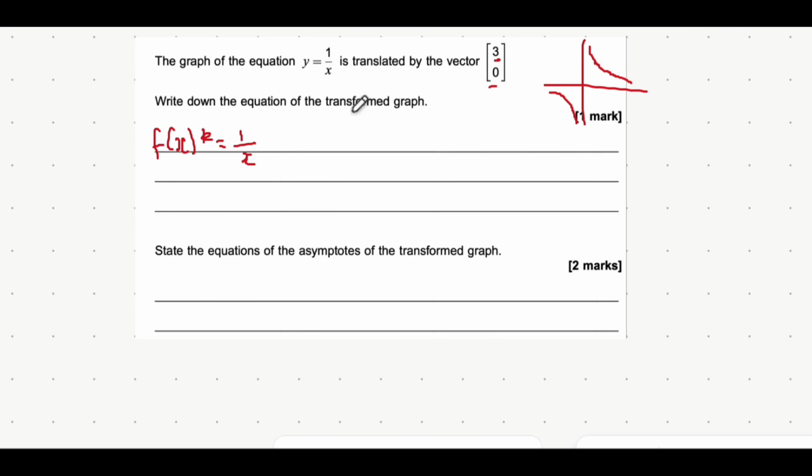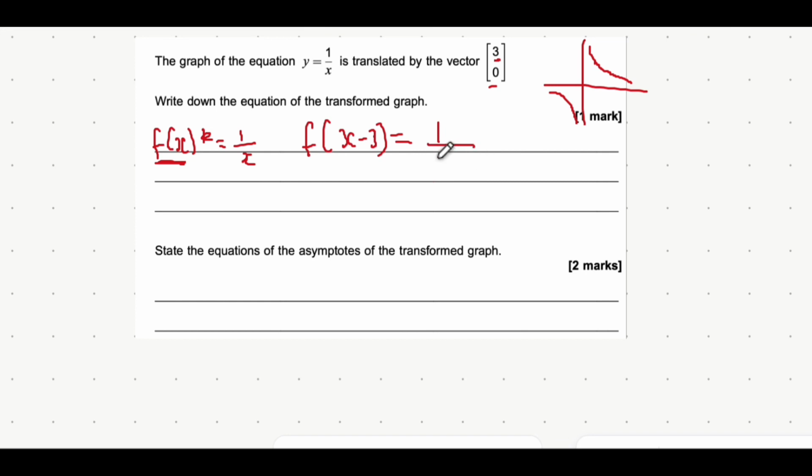That's what's happening here. How we represent that in terms of a transformation is we say it's f of x minus 3, because when it's inside the bracket, it's the opposite. So x minus 3 suggests 3 units to the right. And how that translates to this function is wherever there's x, you replace it with x minus 3. So it'll be 1 over x minus 3 is your answer for part A.